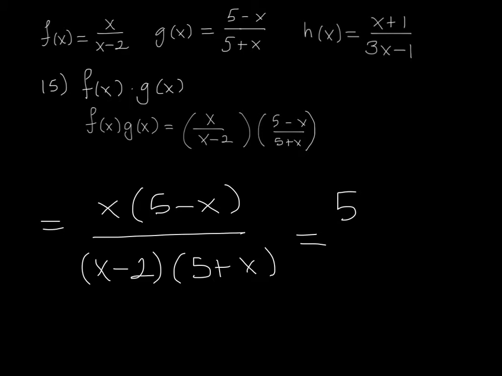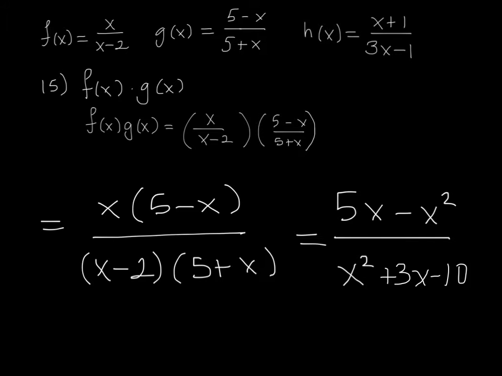And multiplying this out, we have 5x minus x squared over x squared plus 3x minus 10. And we're done with this problem.